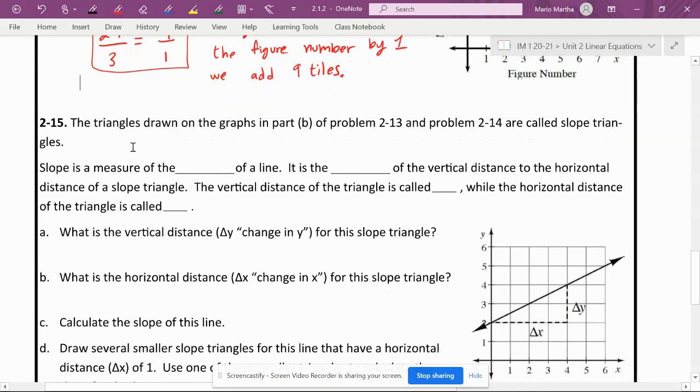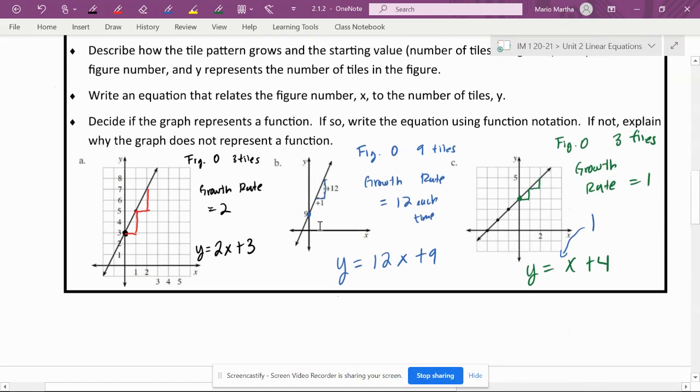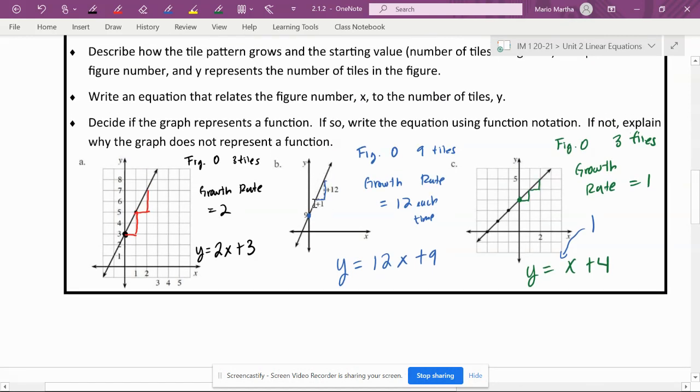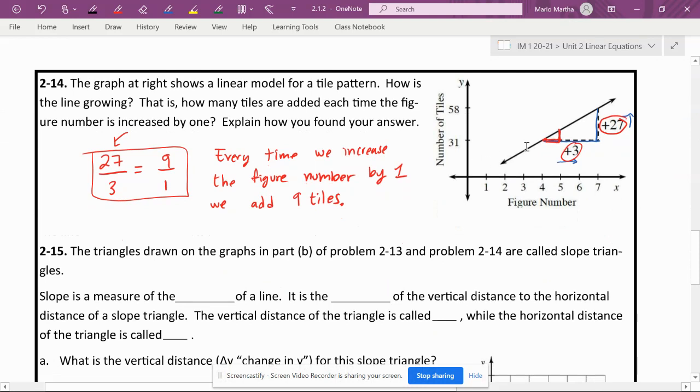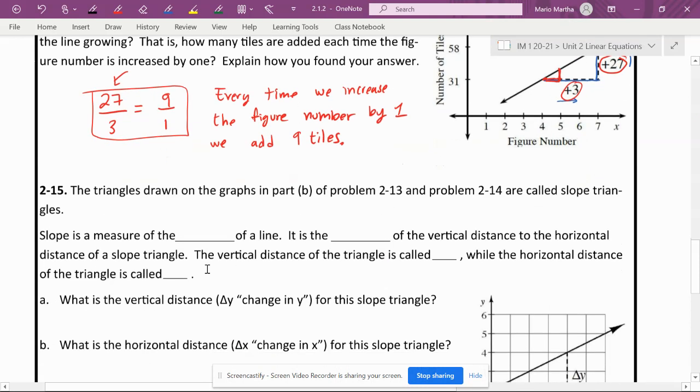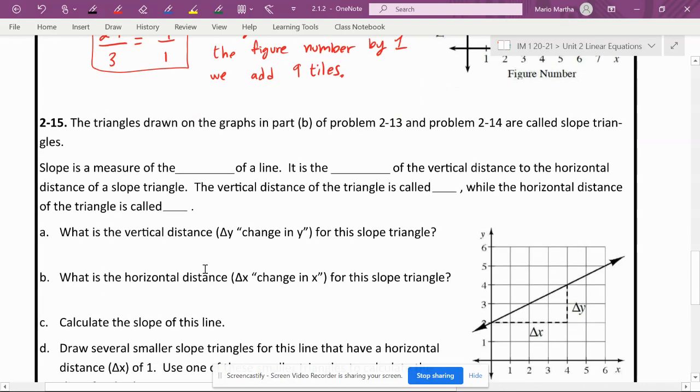So question 215: the triangles drawn on the graphs in part B of problem 213 and problem 214 are called slope triangles. So if you notice right here, that little one, 1 and 12, that's our slope triangle. I also drew them when we were doing parts A and C as well. And then here they give you another one, right? This is another slope triangle. Now let's start filling in the blanks right here.